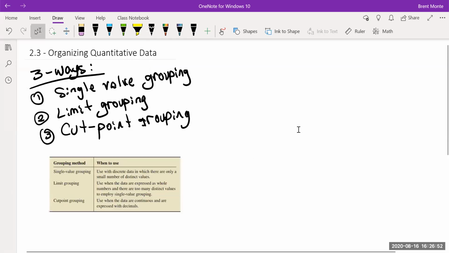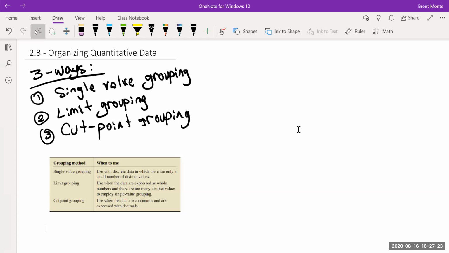All right. So grouping methods, single value grouping, when do we use it? Well, we use it with discrete data in which there are only a small number of distinct values. Limit grouping, when the data is expressed as whole numbers and there are too many distinct values to employ single value grouping. Okay, so like the example with the grades, all the C's grouped together, B's all grouped together, etc.